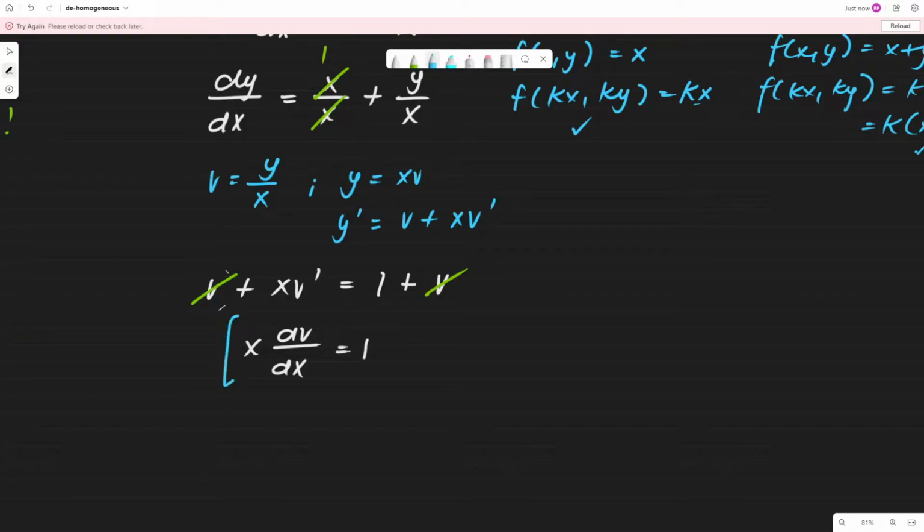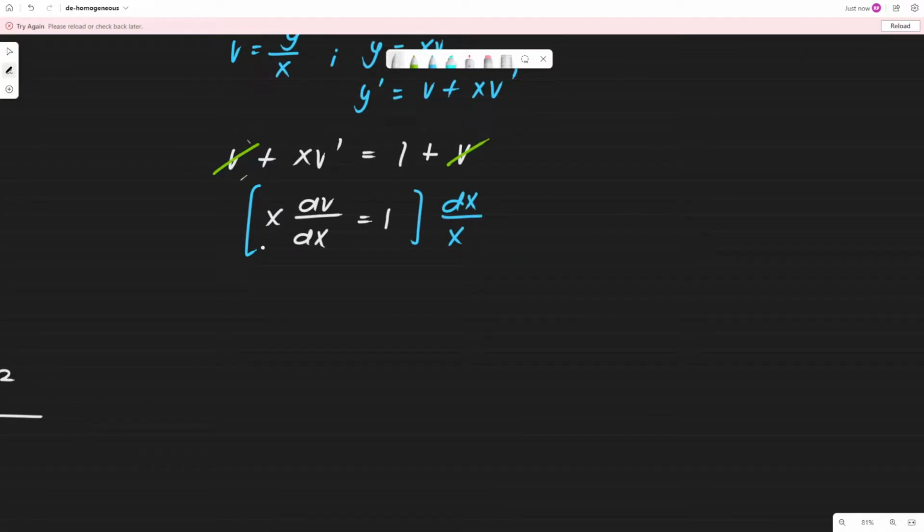Tapos, let's separate. So, we have dx over x, multiply lang natin dx over x. So, we will arrive with dv is equal to dx over x, diba? Then, now we can integrate. So, what is the integral of dv? That is obviously v. The integral of dx over x is ln x, diba?